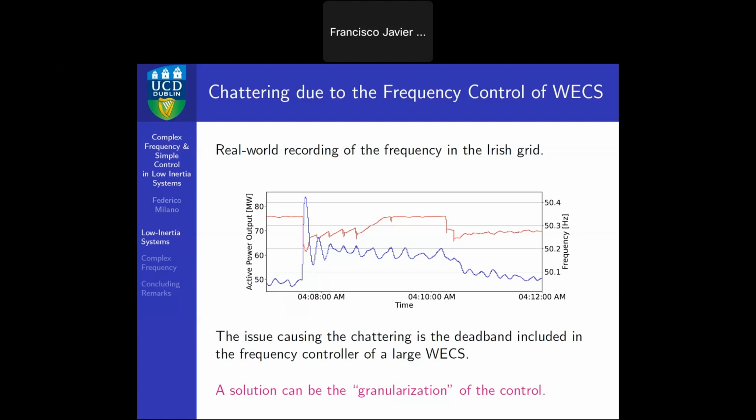If there is no dead band, it doesn't happen. But the problem is that the dead band was part of the grid codes, because you don't want the wind power plant to lose power just for a small variation of the frequency. It was also a problem because the power plant was big enough, and it was controlled with all-or-nothing control. There was no granularity. It was not like, okay, there is not so much need, so we can just power down some of the turbines. All of them or none of them. And so this on-off behavior was the problem.